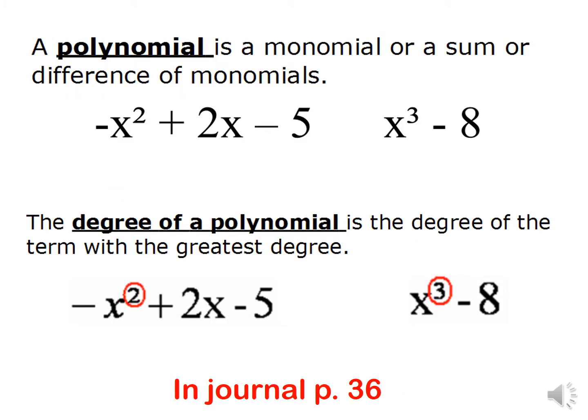A polynomial is a monomial or a sum or difference of monomials. So like we saw in that problem that said, why is this not a monomial? If it has a plus or a minus, it is a polynomial. The degree of a polynomial is the degree of the term with the greatest degree. In other words, you only look for the highest degree. You do not add them.